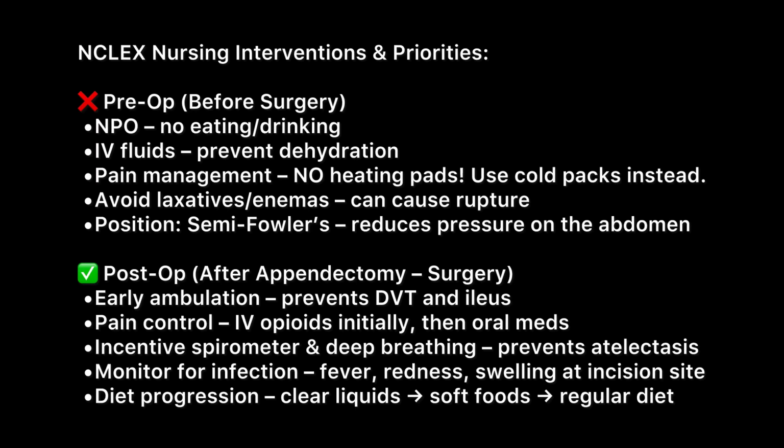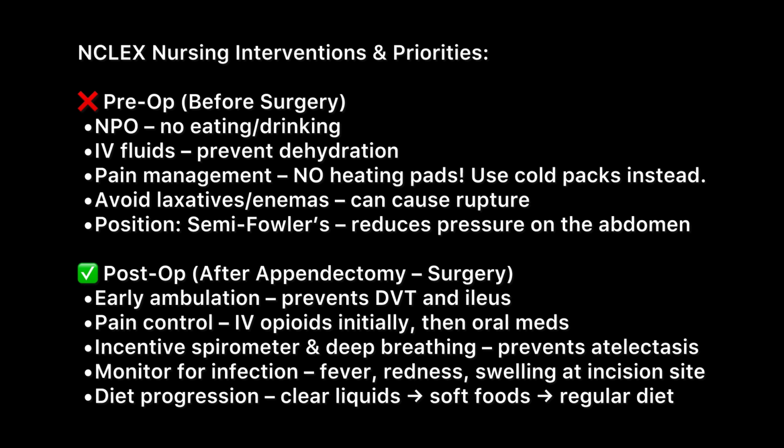The nursing interventions and priorities include pre-op interventions like keeping the patient NPO, IV fluids, pain management, no heating pads, use cold packs instead, and avoid laxatives and enemas as they can cause rupture. For positioning, we provide a semi-forward position. In the post-surgery phase, early ambulation, pain control, incentive spirometry, and deep breathing exercises are needed.